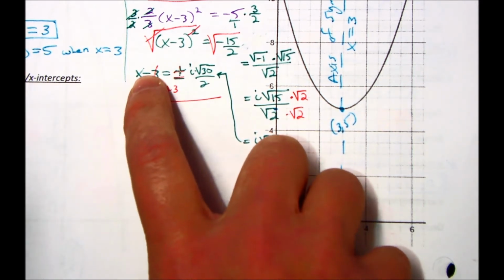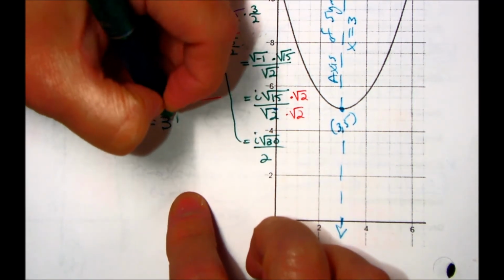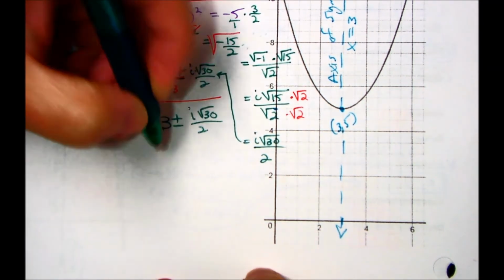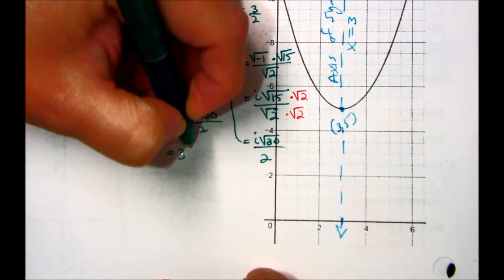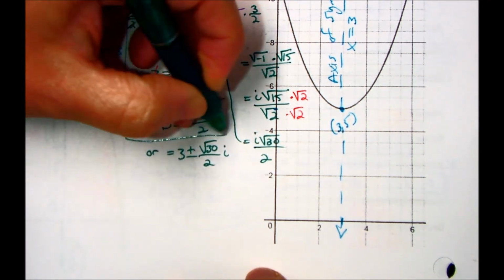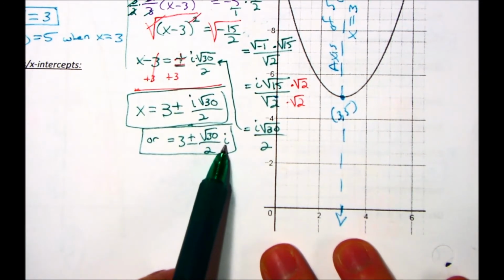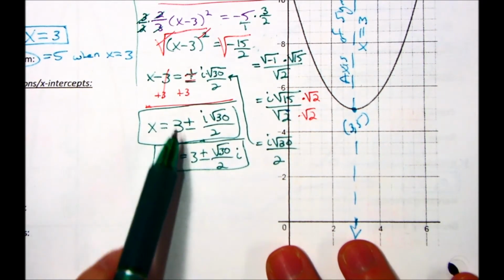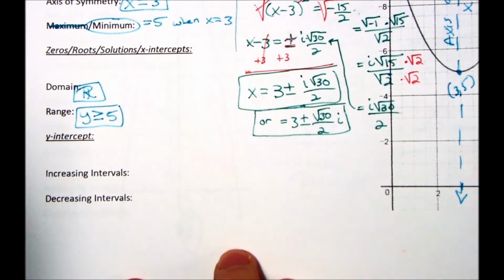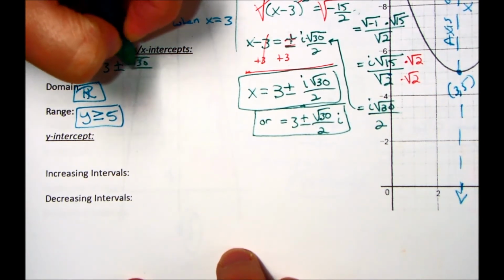Had this been a positive here and we were subtracting from both sides, you would need to put a negative in front of that. But then put your plus minus i square root of 30 over 2. Or you can write it as 3 plus or minus the square root of 30 over 2i. So either one of these would be acceptable in my class, but as you get into higher level math classes, the i should technically go at the end. All right, so that's how you would write your roots or solutions. X equals 3 plus or minus square root of 30 over 2i.